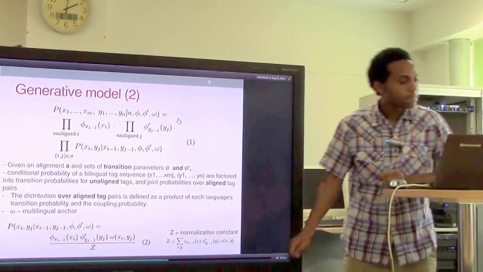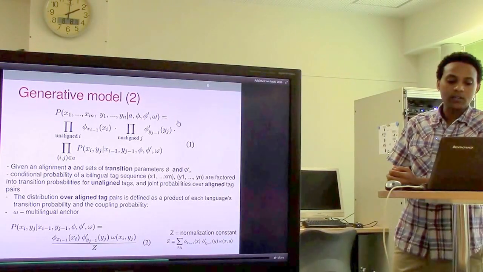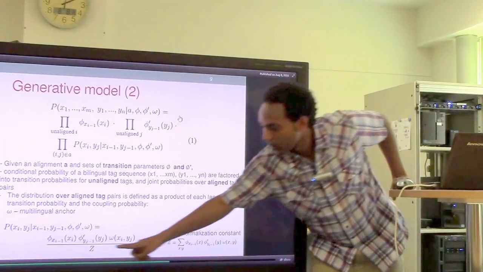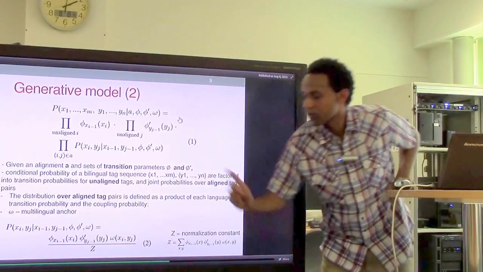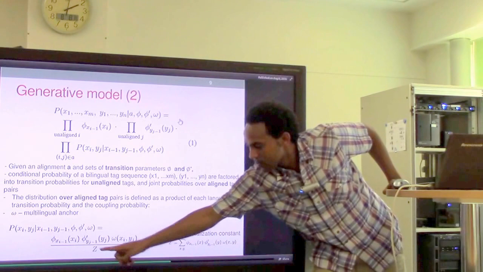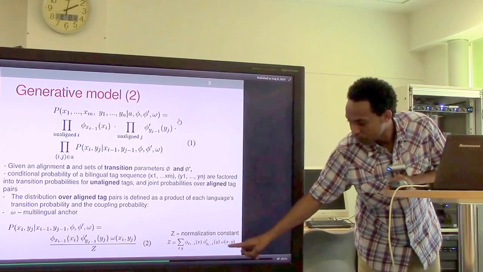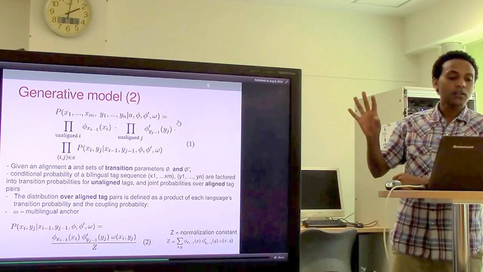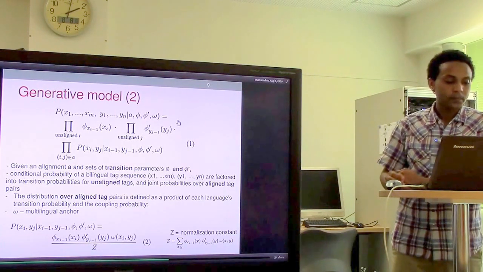So the second term is the distribution over aligned tag pairs, and it is defined as the product of each language's transition probability and the coupling probability, which is responsible for the cross-lingual transfer of part of speech tag information. And this constant is as given here, it's the integration of the transition probabilities and the coupling probability. So this formula relates the unaligned information with the cross-lingual information.